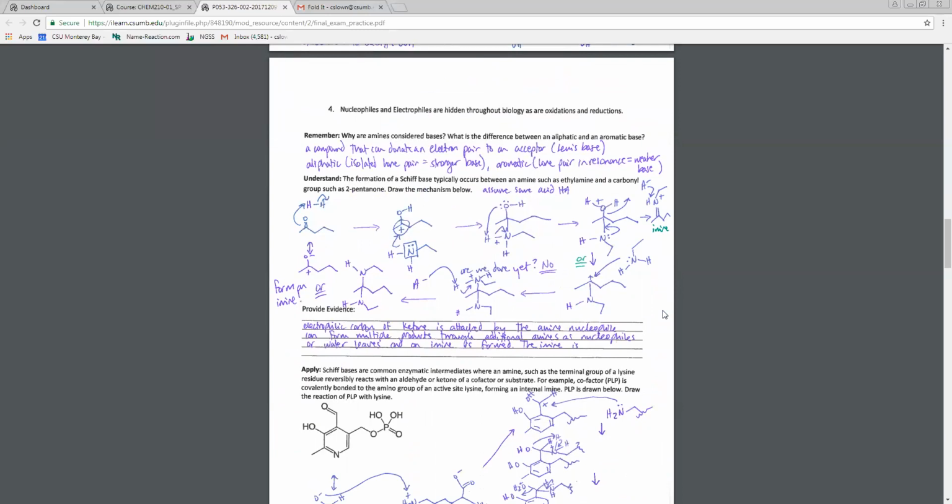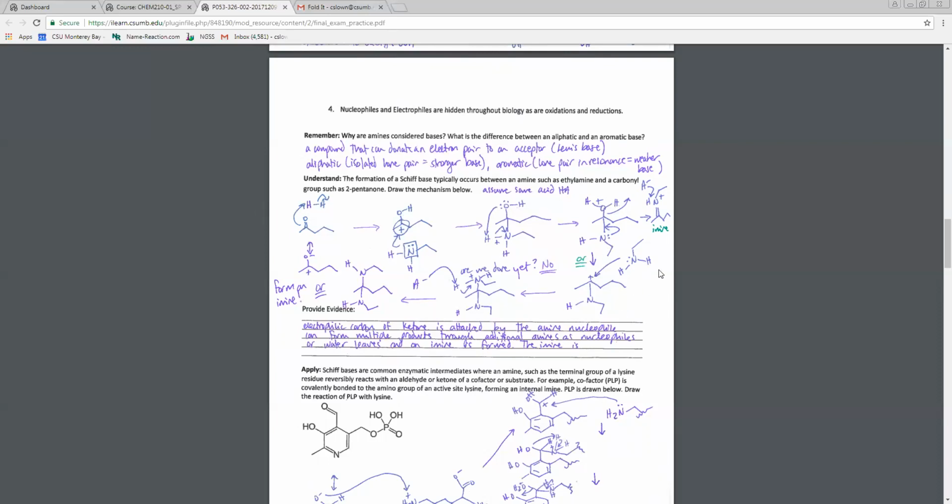Formation of a Schiff base typically occurs between an amine such as ethylamine and a carbonyl group, such as 2-pentanone. Draw the mechanism below. Remember, here we have to draw a resonance structure for the carbonyl group. Our nitrogen then is our nucleophile. We're going to transfer a proton to the oxygen to form water, a leaving group. And then the lone pair on the nitrogen is going to form the imine, which is going to kick out water.